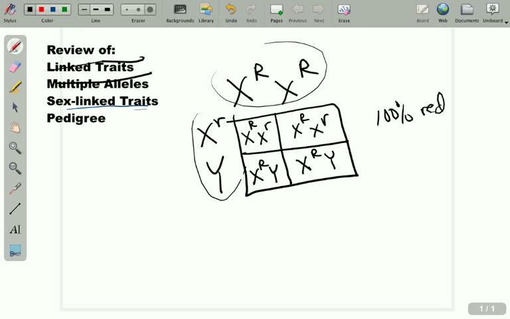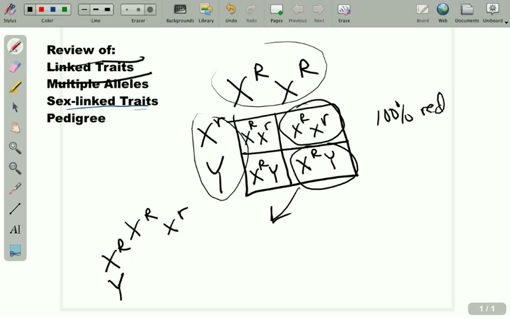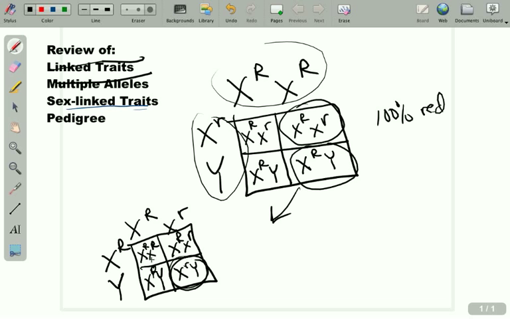These are the parentals. He then took a female from there and a male from there and mated them. So he got X big R, X little R, X big R, Y. And this is where he got his 75 to 25. If you notice, he got X big R, X big R, that's a red. X big R, X little R, that's a red. X big R, X big R, Y, this is a red male. And this one is the white male right here. 75% red to 25% white. That's totally normal Mendelian stuff, but this is why only males got it.